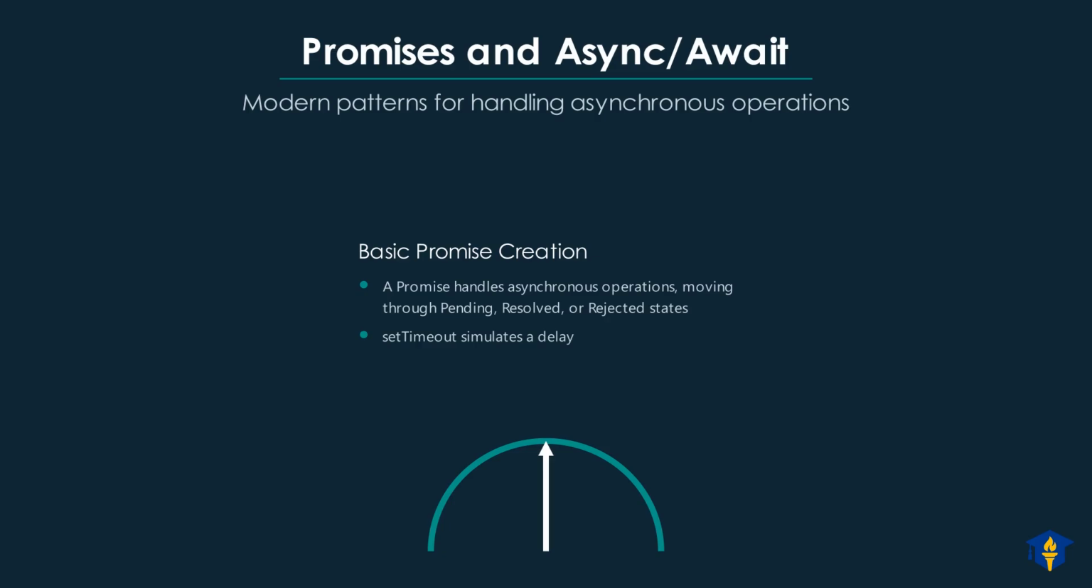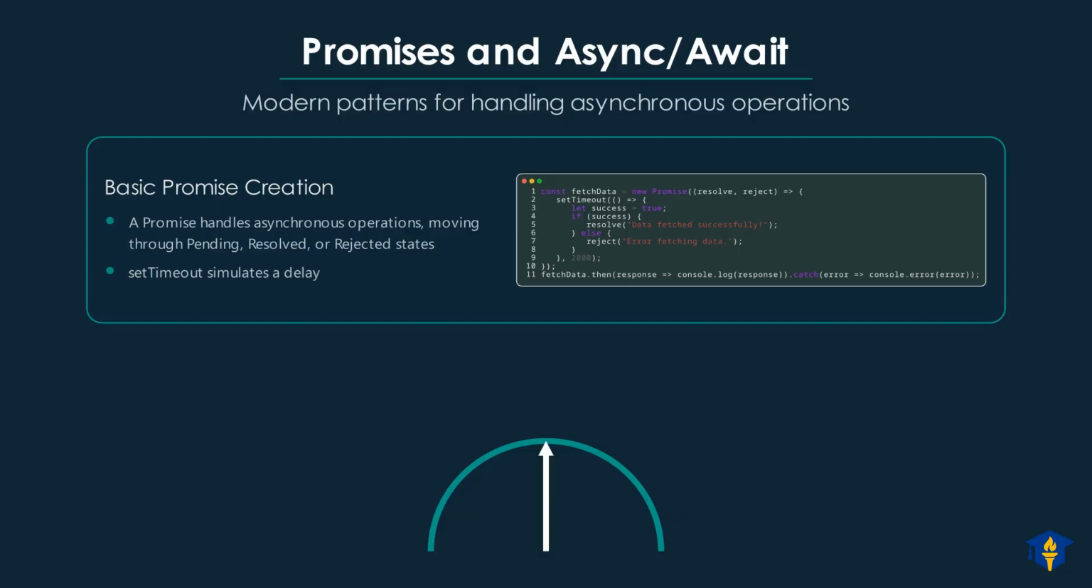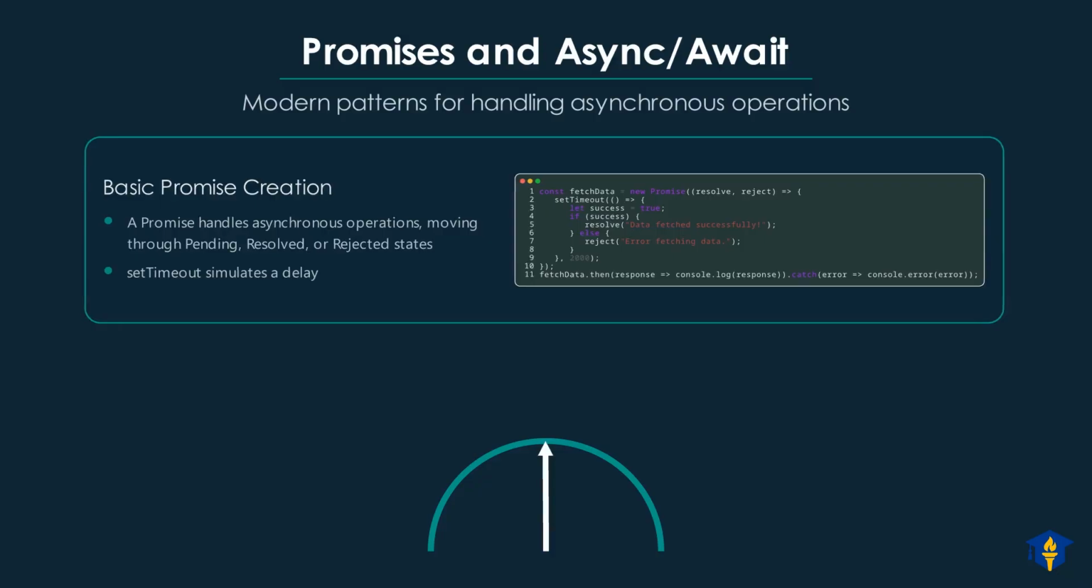This code creates a promise to simulate an asynchronous data fetch, resolving or rejecting after a 2-second delay. This code initializes a promise that simulates fetching data, resolving with success or rejecting with an error after a delay.